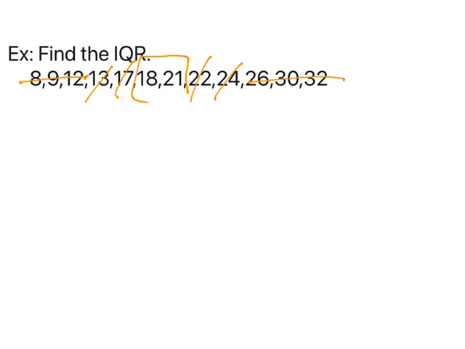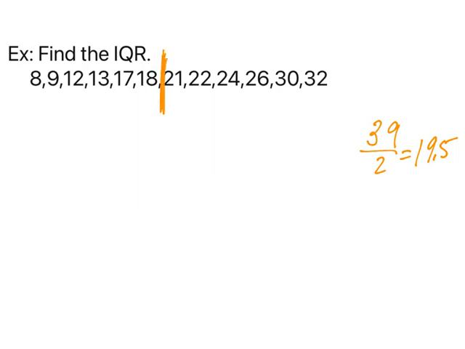And my median is between 18 and 21. So if I add those together, I get 39, divide by 2, and that's 19.5. So my median is going to cut right between them. So Q2 is 19.5. Now, because I didn't cut through a number, all of my numbers are still in play.